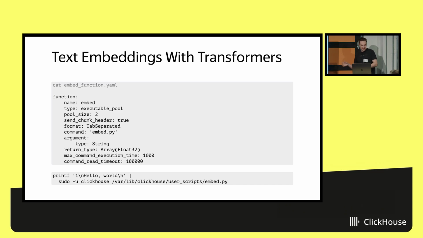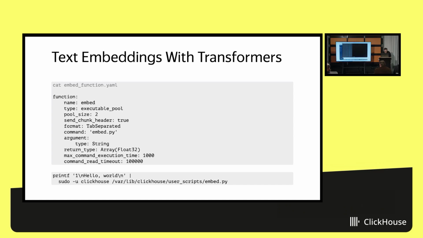It will just output an array. The argument is string. The return type is array of floating point numbers. I also specified some timeouts just in case. And to test this script, I used chunking, send chunk header equals true. To test the script, I will put the chunk size, the example record, a few new lines, and just run this. I don't know why I need sudo. Probably it is just to run it from ClickHouse.